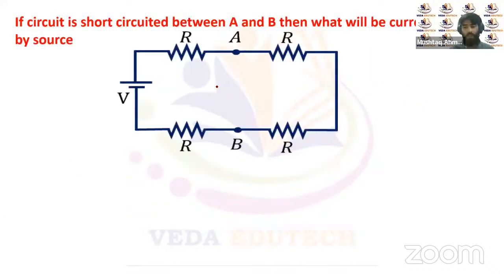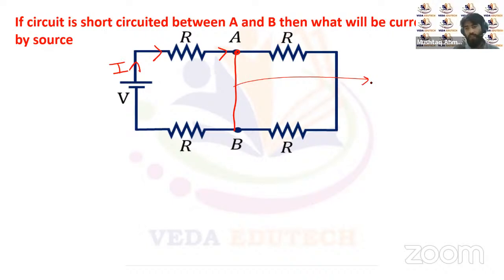So let's apply this short circuiting to some of the questions here. You can see that the circuit is short circuited between A and B, so we have two points here. Let's suppose I is the current flowing through this circuit, and once this current reaches this point A, the short circuited path is here.